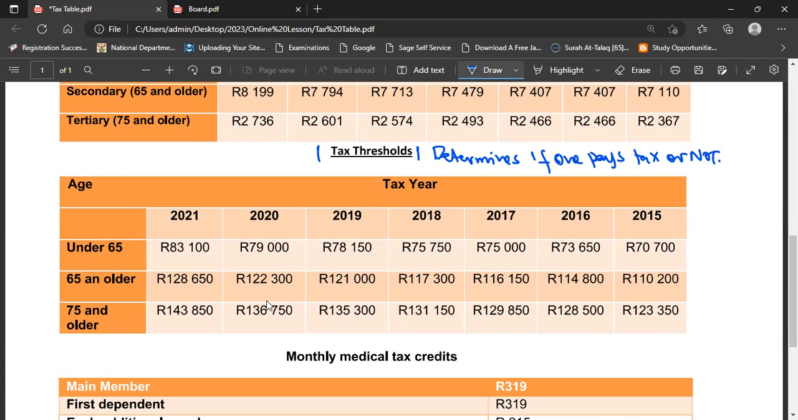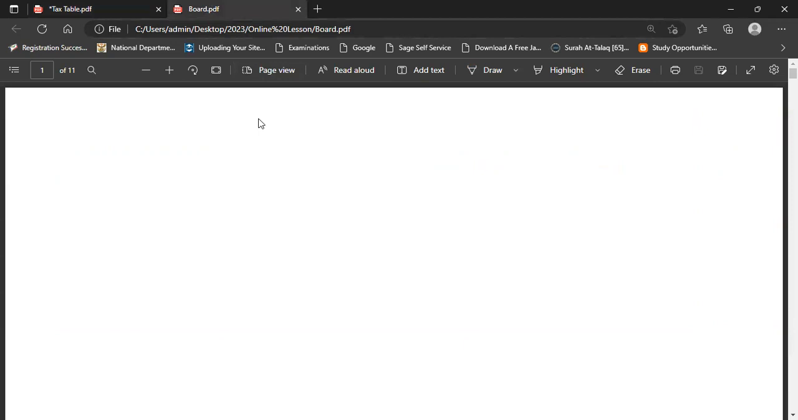Should the annual income of someone equal this number that you see here? These are different numbers because of different years. But should the income equal the amount that you see here, the person should not pay tax. Should it be equal or less, the person should not pay tax. So we shall be doing that as an example. Let's take an example here.